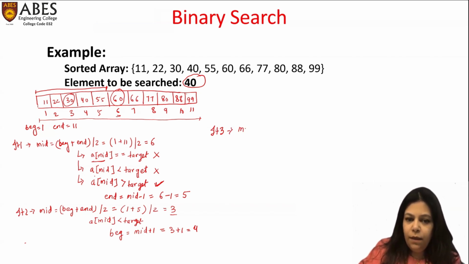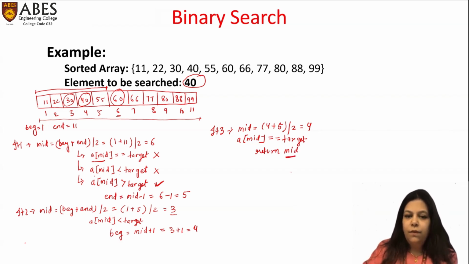Here again we have to calculate the mid index, which will now be calculated with the new values. That is 4 plus the value of end, which was 5, divided by 2. And now this will give us 4. Now you can see that the value stored at a[mid] is nothing but the target value that we were searching for, which is 40. Hence, the search is successful and we can return the index of the target value.